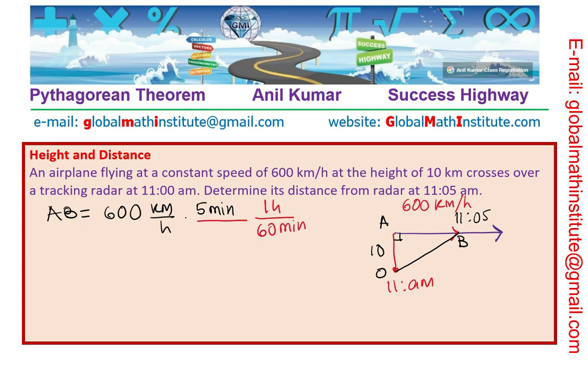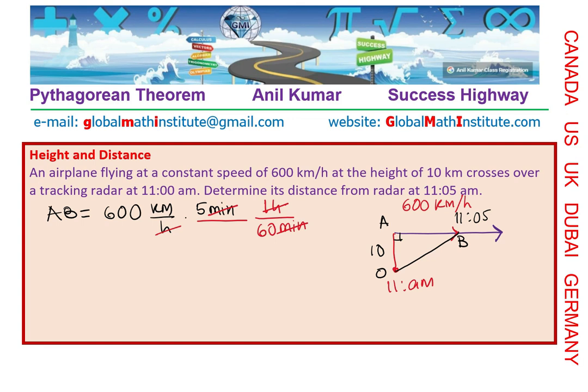Then you see minutes and minutes will cancel, hour and hour will cancel, and we'll get the distance in kilometers, correct? So we can now calculate 600 over 60 is 10 and 5 times is 50 kilometers. Is that clear to you, right? So we know that the distance AB is 50 kilometers.